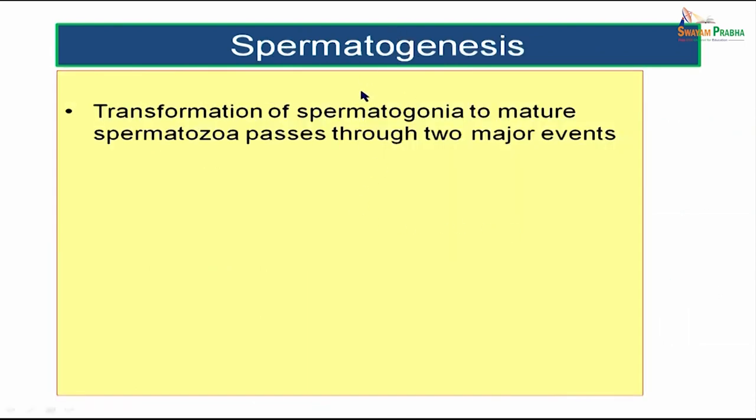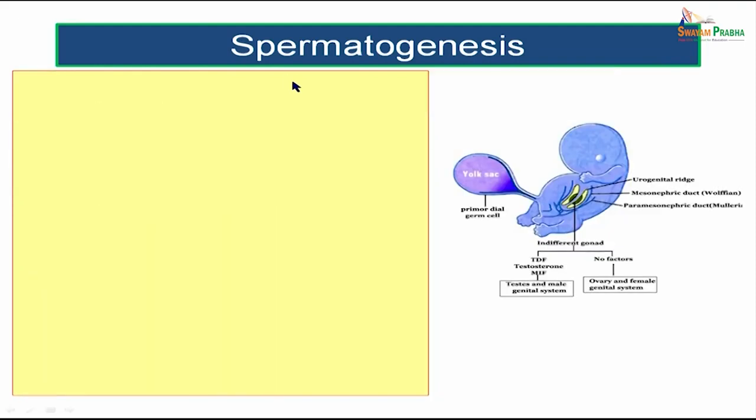Let's move on to the next topic, spermatogenesis. What is meant by spermatogenesis? Genesis means development, so spermatogenesis means transformation of spermatogonia to mature spermatozoa. We need mature spermatozoa for fertilization, and the primitive forms are known as spermatogonia. The spermatogonia have to undergo a series of changes in order to form mature spermatozoa. The two major events happening during spermatogenesis are spermatogenesis proper and spermiogenesis.